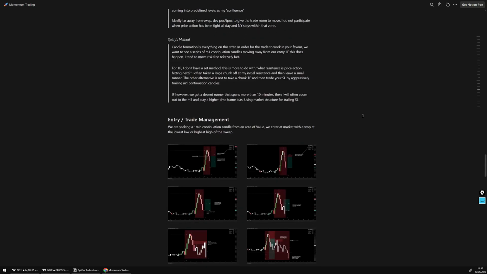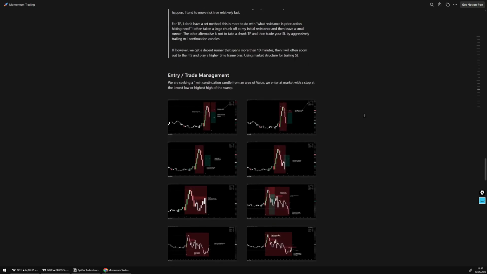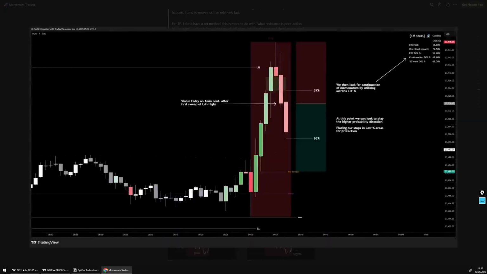Let's make some progress. So, entry/trade management. We are seeking a 1 minute continuation candle from an area of value, okay? And we enter at market with a stop at the lowest low, the highest high of a sweep, okay? So, we're going to go through this scenario now, right? And look what I've got over here. I got a pen. Yeah.